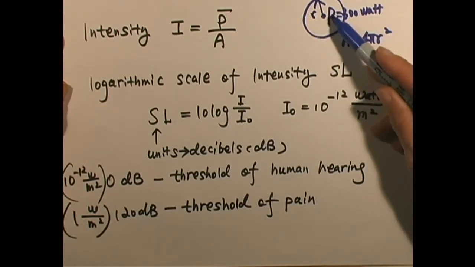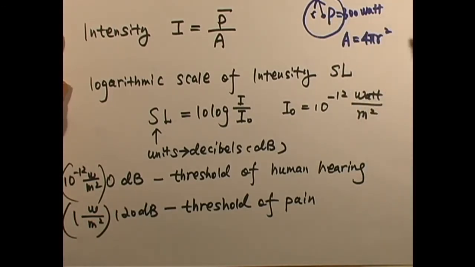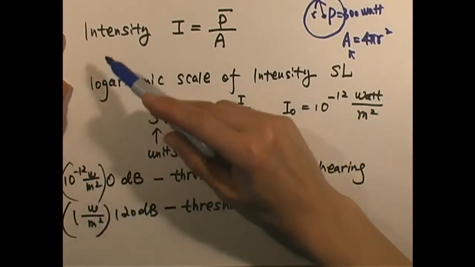Now, if this 300 watts is evenly distributed on the surface of this sphere, then the larger the sphere is, the less power per unit area gets shared. So it is very important to define how much power is on a unit area. This is what's so-called intensity.